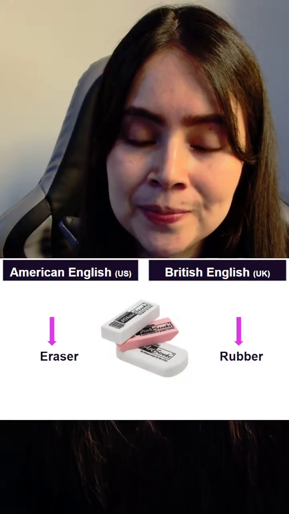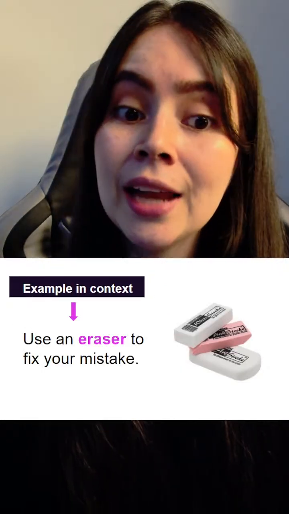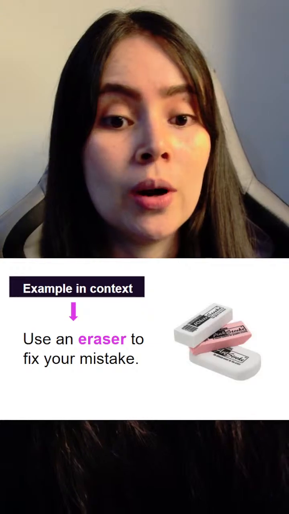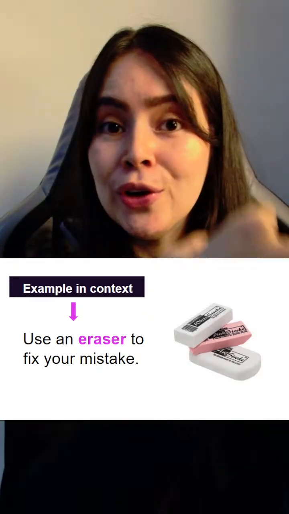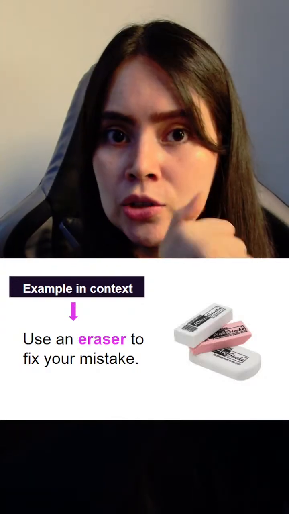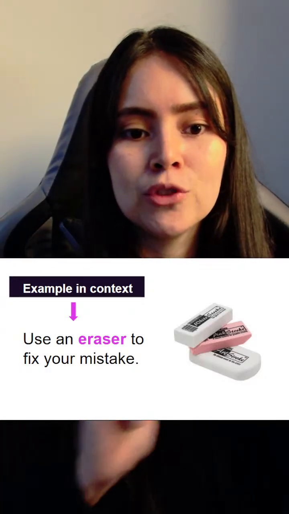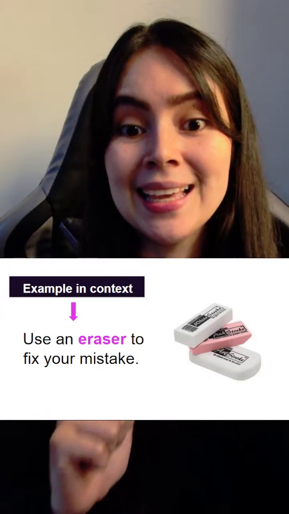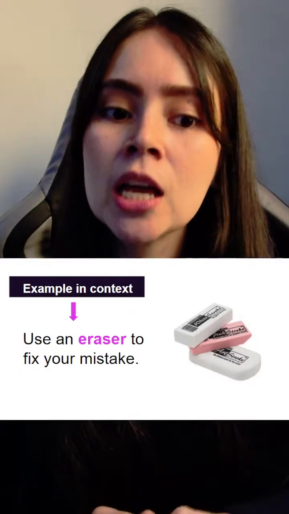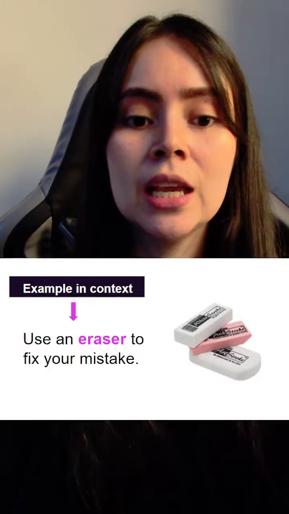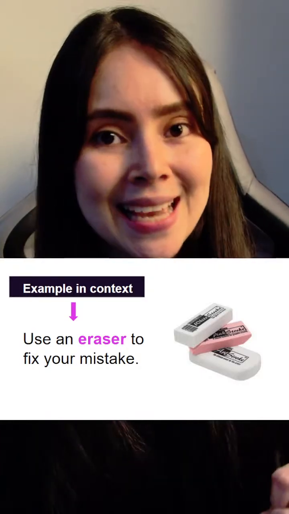For example, use an eraser to fix your mistake. You're writing down your notes and you make a mistake, so you take the eraser to erase. The object is eraser and the verb is erase. Use an eraser to fix your mistake. Use a rubber to fix your mistake.